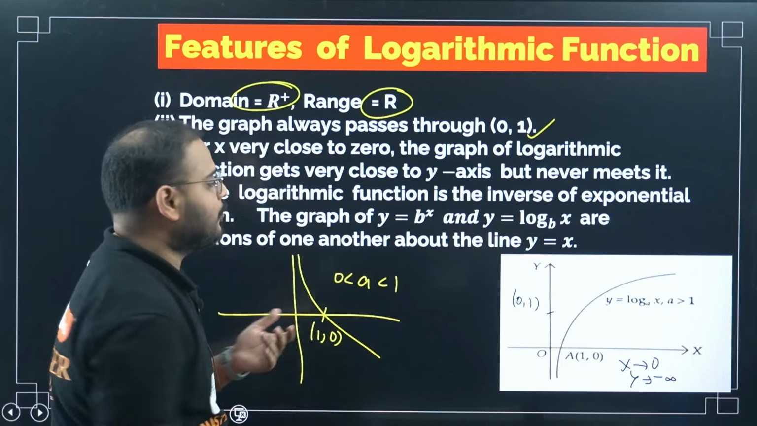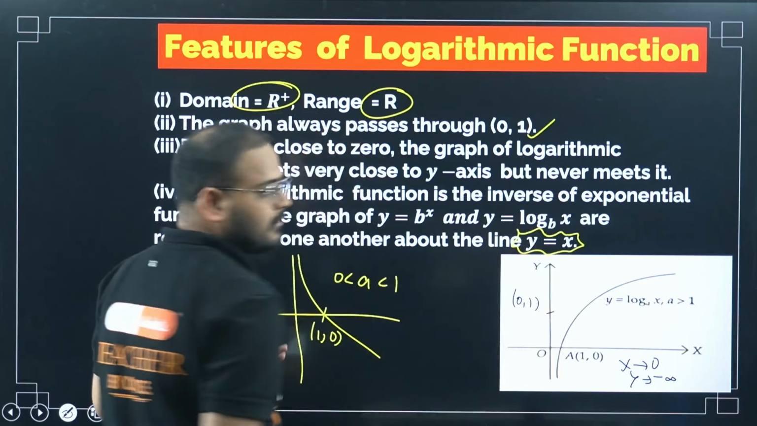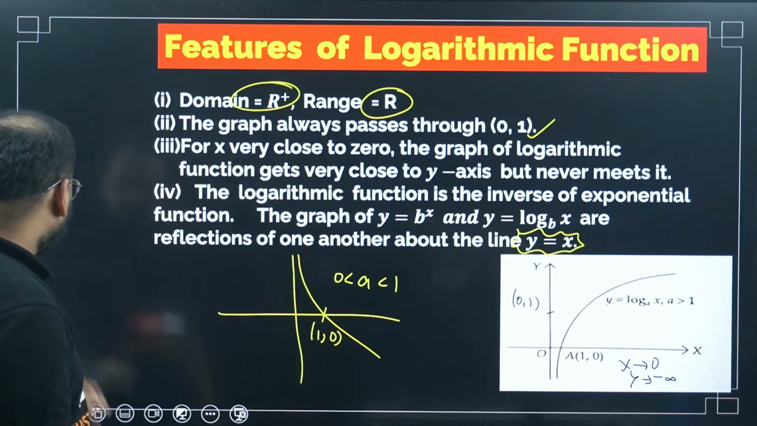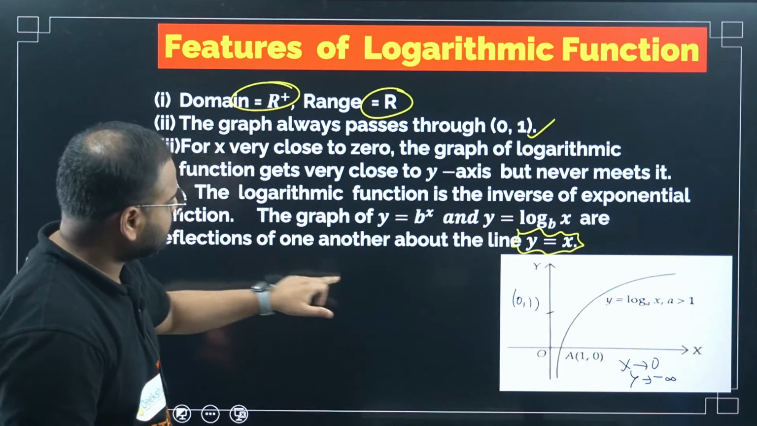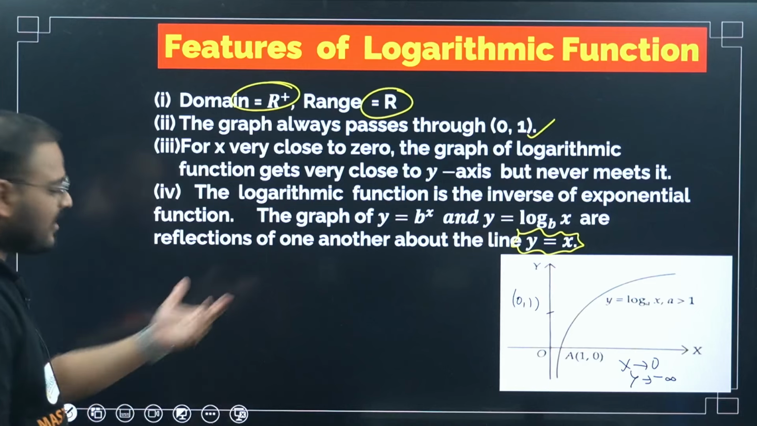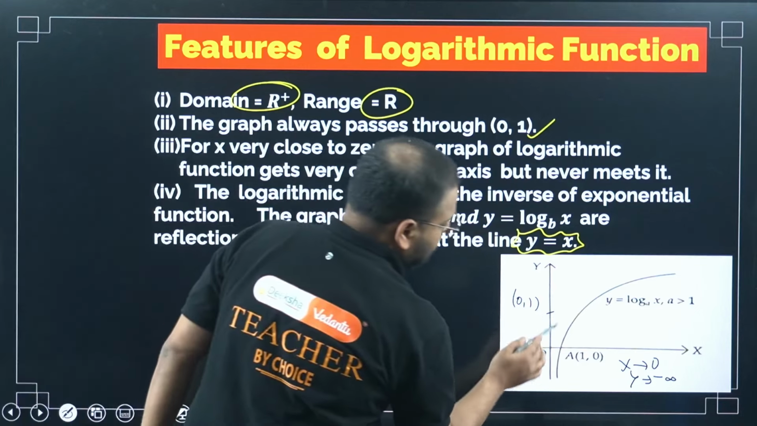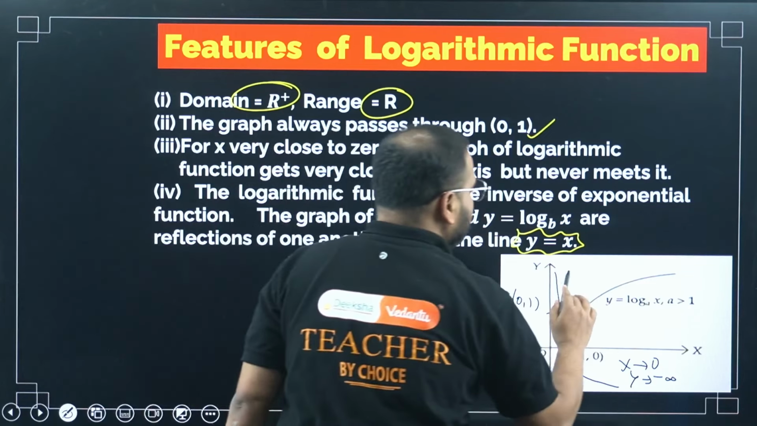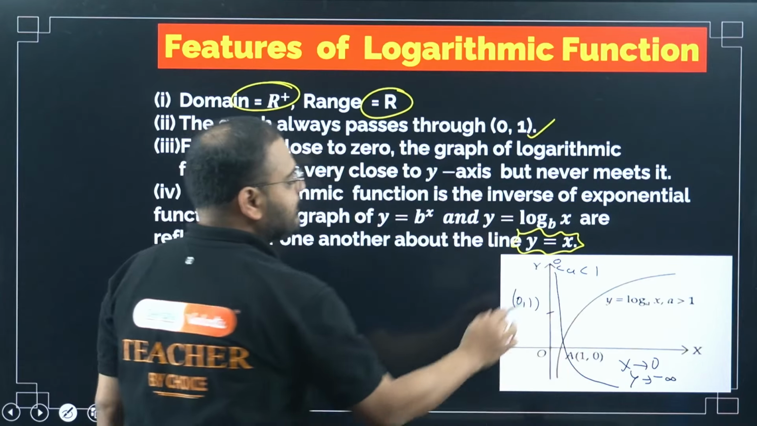For any inverse, what do we do? For any inverse, we take the mirror image about this line. Correct? Yes? You want me to show you? Let's see. I hope you have seen the graph. The other one, if you want me to draw it, I can draw it over here only. This is how it will go. Okay, this is when a is between 0 and 1.